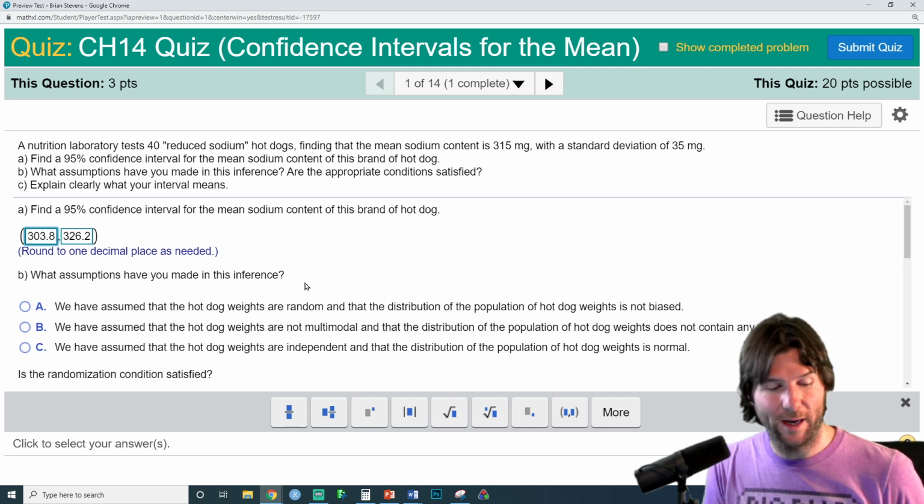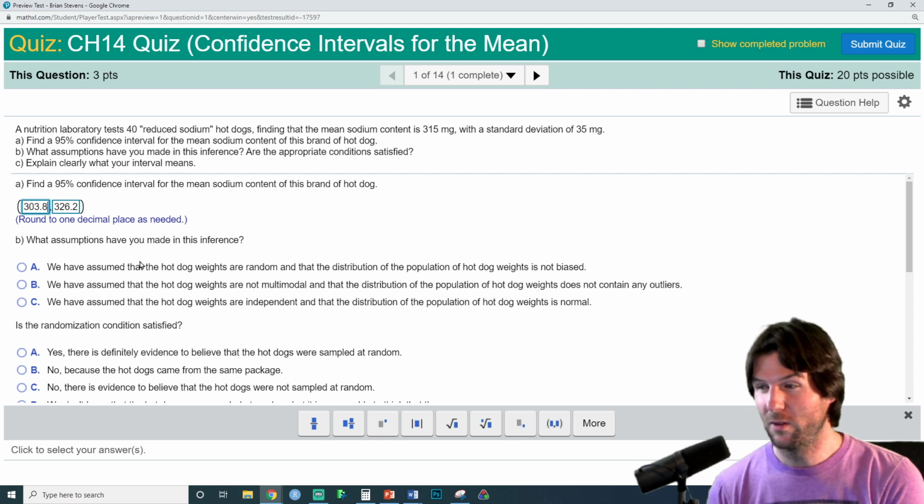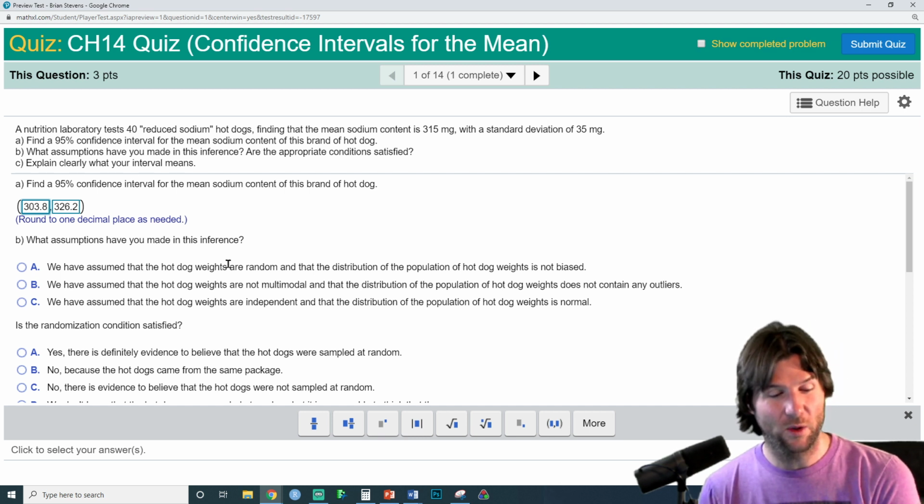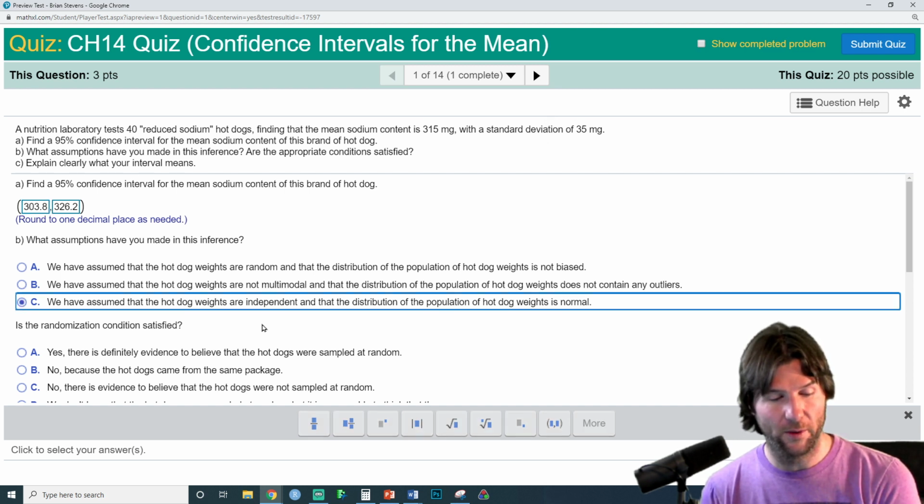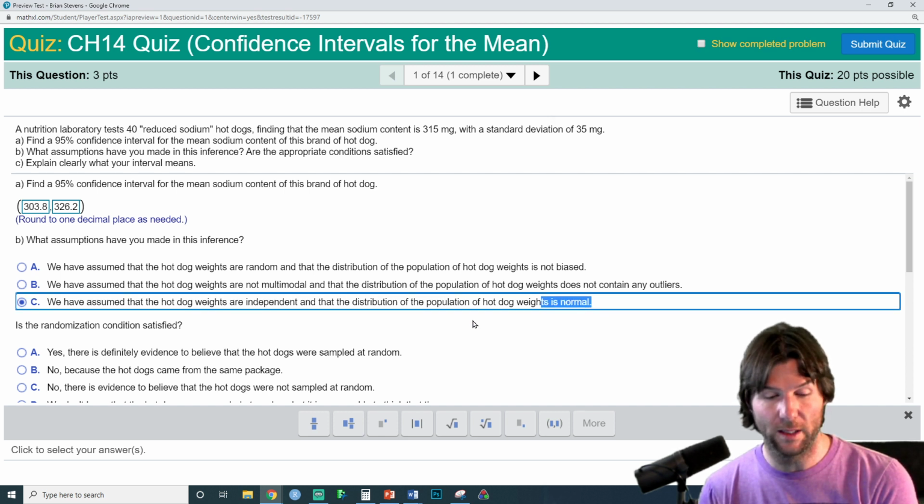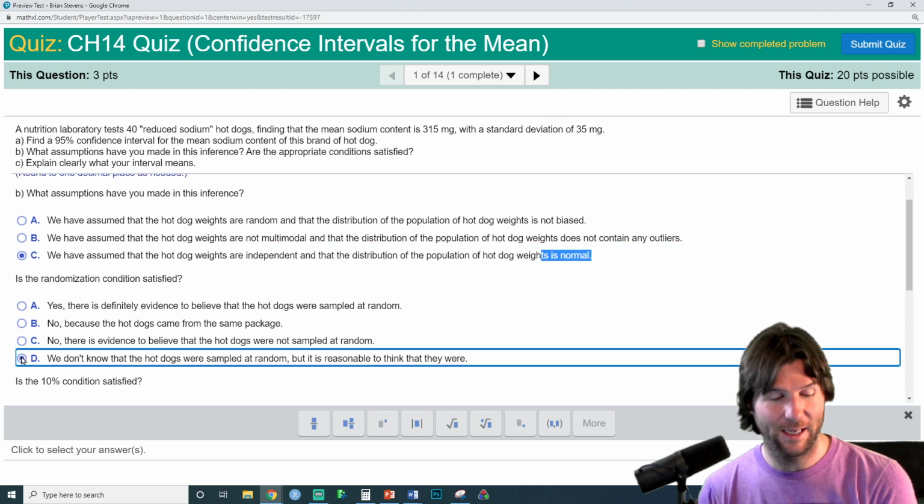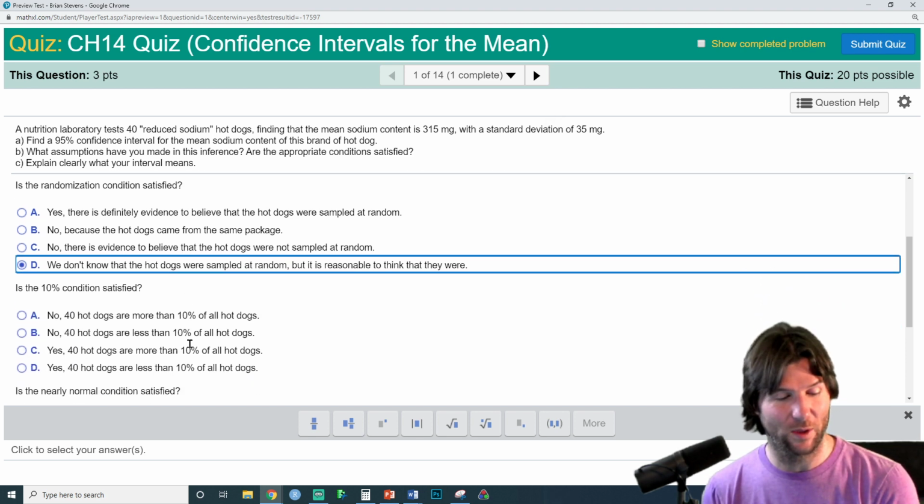And what assumptions do you have to make? Okay, so a little tricky right here. Let's make sure we got this. So we assume that the hot dog weights are random and the distribution is not biased. Pretty good right there. We need to assume that they're normal though, and independent and random basically mean the same thing. So we need to assume that these hot dog weights are normally distributed. Is the randomization satisfied? Kind of, maybe, who knows? I always hate those questions.